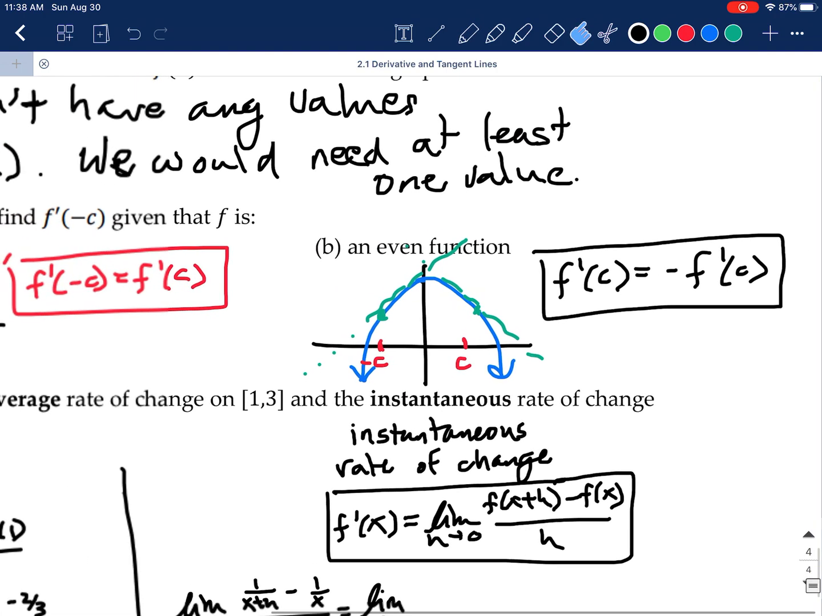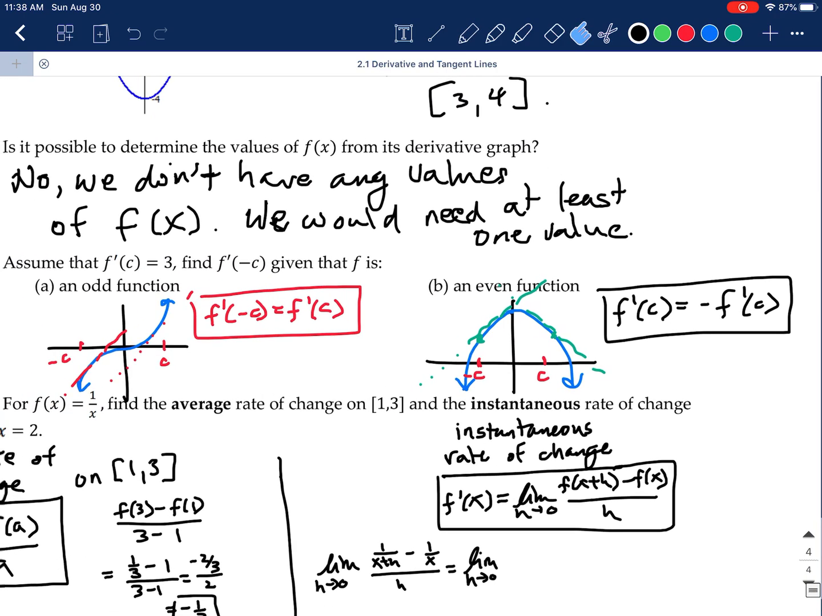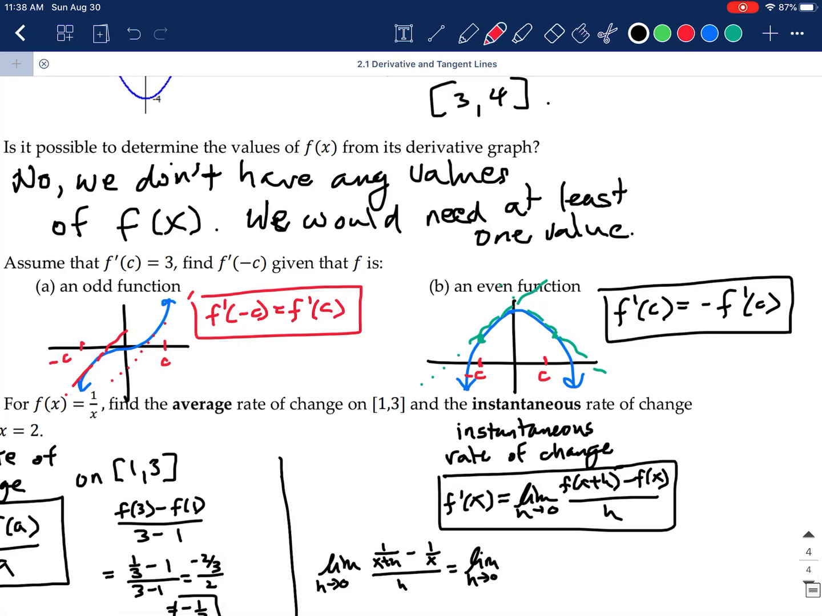Because what this is saying is that the derivative of an odd function is an even function. And the derivative of an even function is an odd function. So if we have an even or odd function, the derivative will change it to the other type of symmetry, which is a very nice result, especially when we look at polynomial rules.